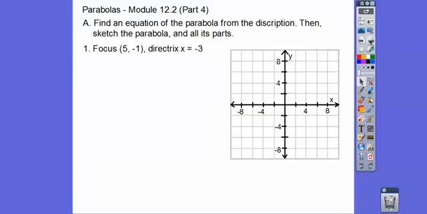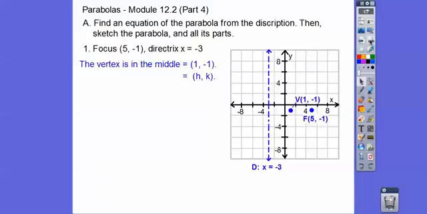Okay, so here's the focus at (5, -1). So this is going by 2, so here's 5, here's -1 right there. And the directrix is over here, x equals -3. It's a vertical line, so let's just graph those right there. Remember, the vertex is in the middle, so there's the vertex right there. And that is (h, k), okay?